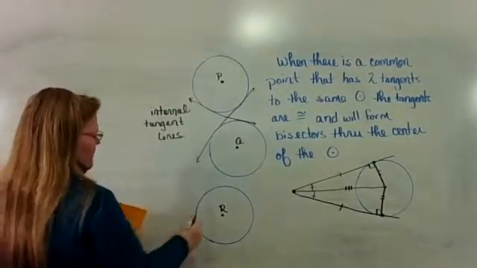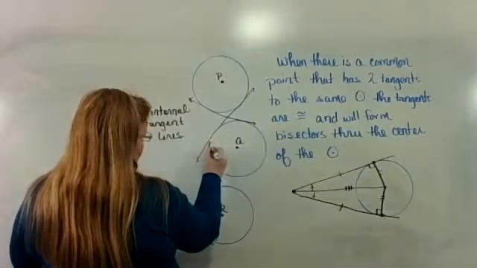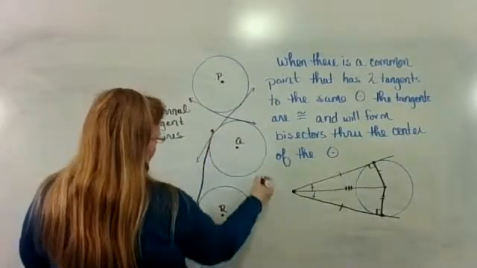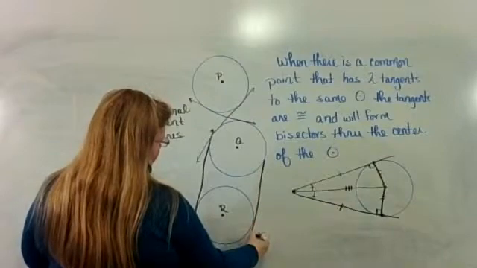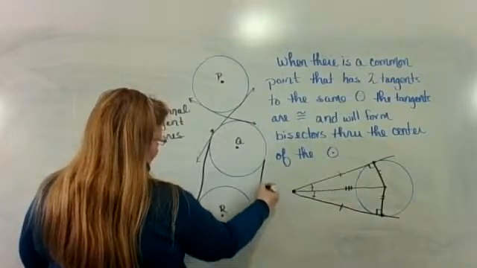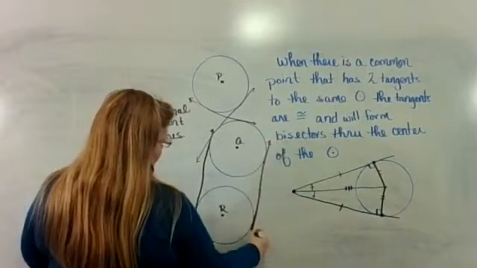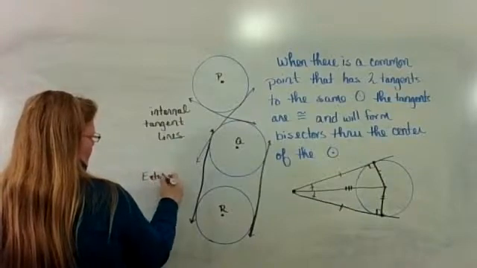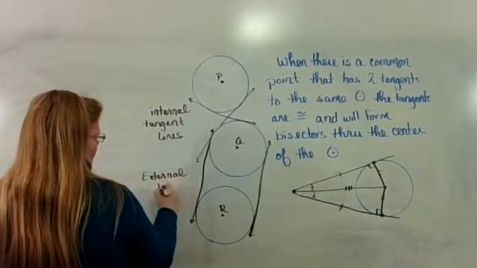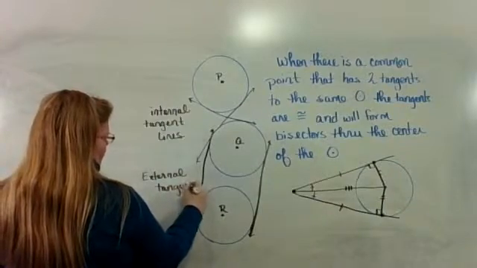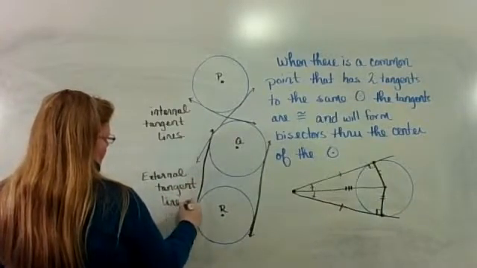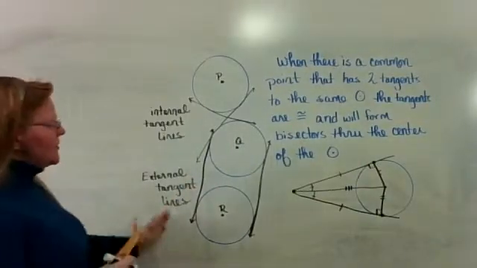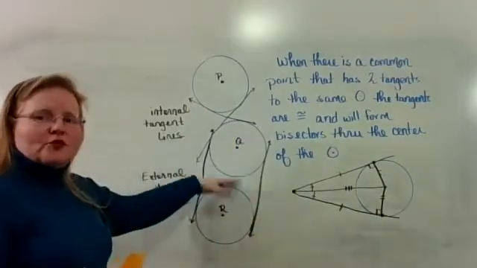Then you have externally tangent lines. Meaning that they're tangent to both circles, but they don't cross in between the two circles. They are on the outsides of the in between the two circles.